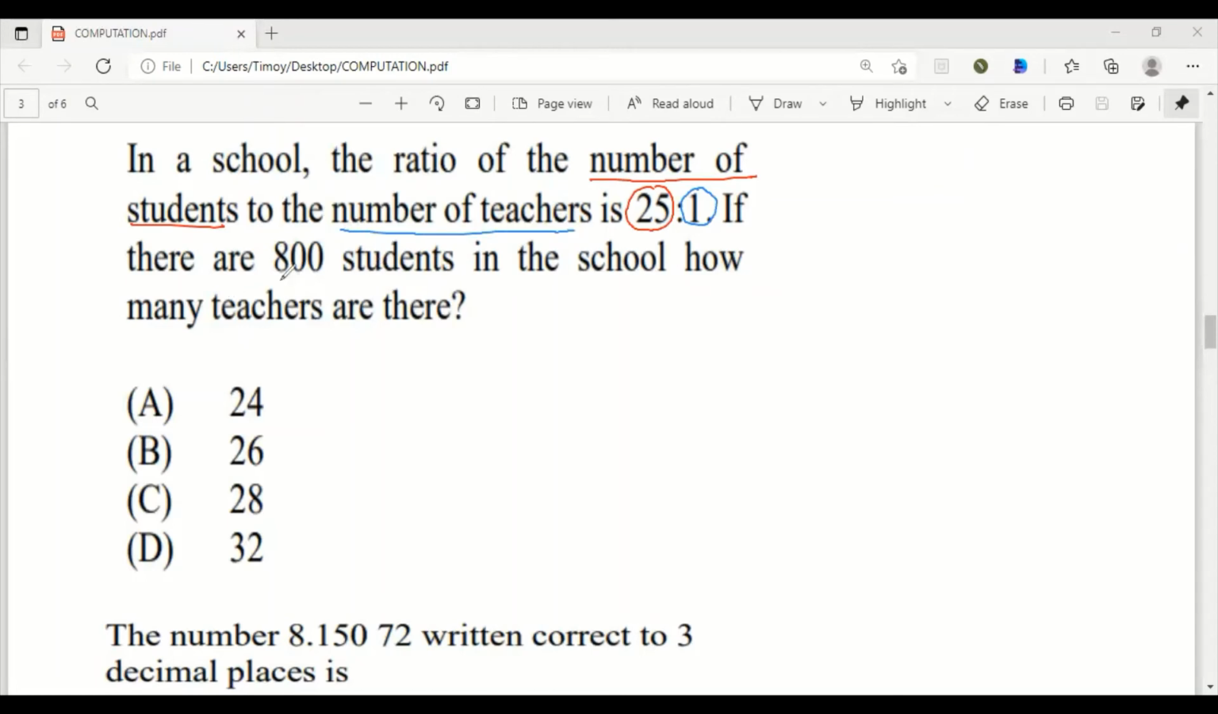What does the 800 represent? That represents the number of students. So what do we know? We know that we have 25 students mapping onto one teacher. Now they give us 800 students. So what we can do is to take this 800 to divide it by 25, right?